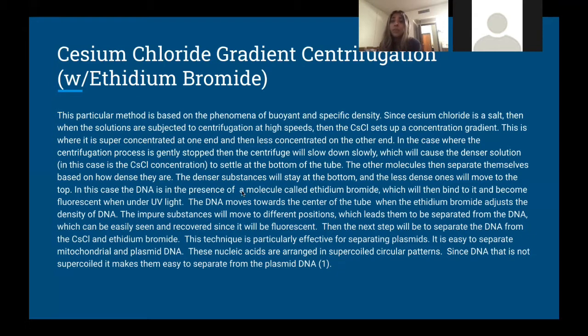Then the next step will be to separate the DNA from the cesium chloride and ethidium bromide. This technique is particularly effective for separating plasmids. And it is also easy to separate mitochondrial and plasmid DNA. These nucleic acids are arranged in supercoiled circular patterns. And since chromosomal DNA is not supercoiled, it is easy to separate from the plasmid DNA.